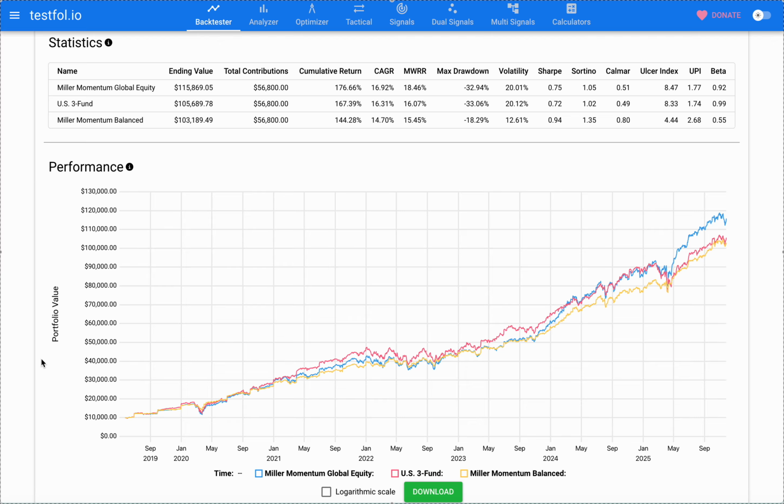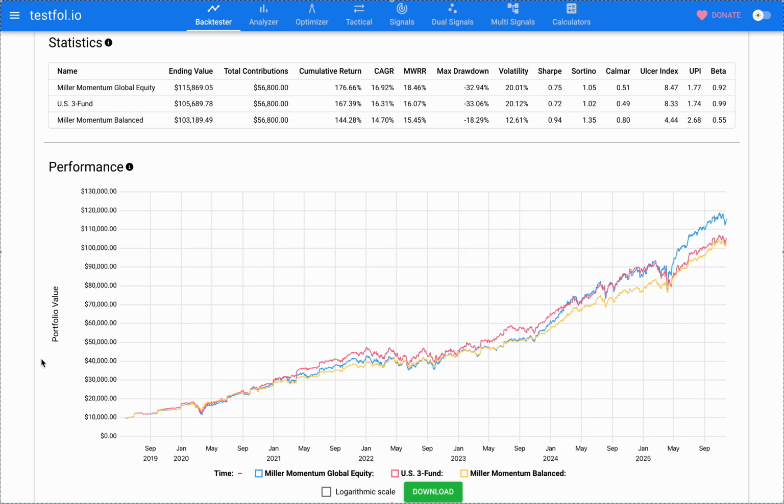We have a slightly smaller max drawdown. Our Sharpe ratio is better. Our Sortino ratio is better. And look at the beta, 0.92, compared to 0.99 for the US 3 fund, which is just about as sensitive as the broad market itself. We've reduced a little bit of our sensitivity to the market, so we've generated a lot of alpha, or returns in excess to what we should expect from the market compared to our US 3 fund approach.